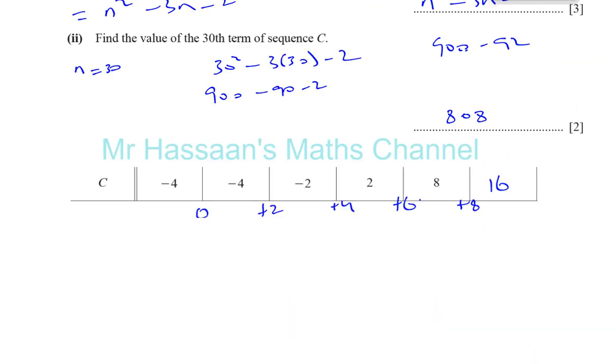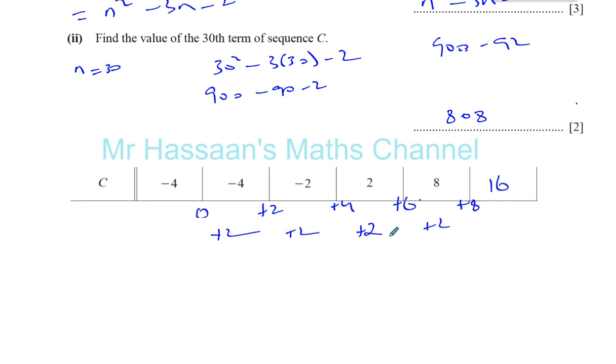Okay, so as I was saying, we're going to find the nth term of this sequence: minus 4, minus 4, minus 2, 2, 8, 16. Now we saw that from term to term there's a pattern arising: it goes up by 2, then by 4, then by 6, then by 8, which means there's a pattern in the second row that's going up by 2, by 2, by 2, by 2.